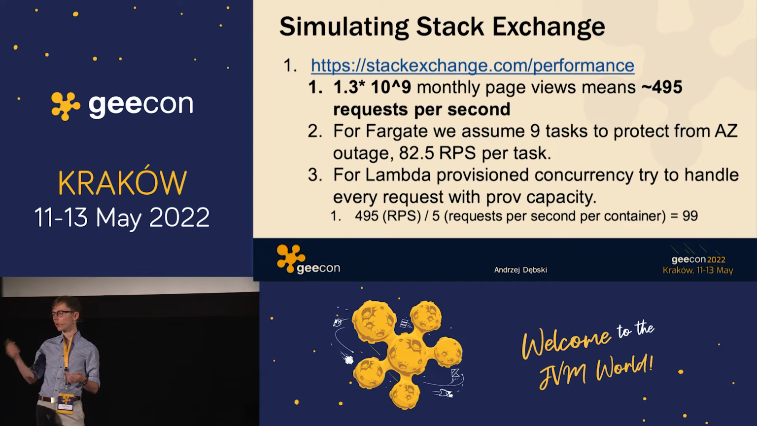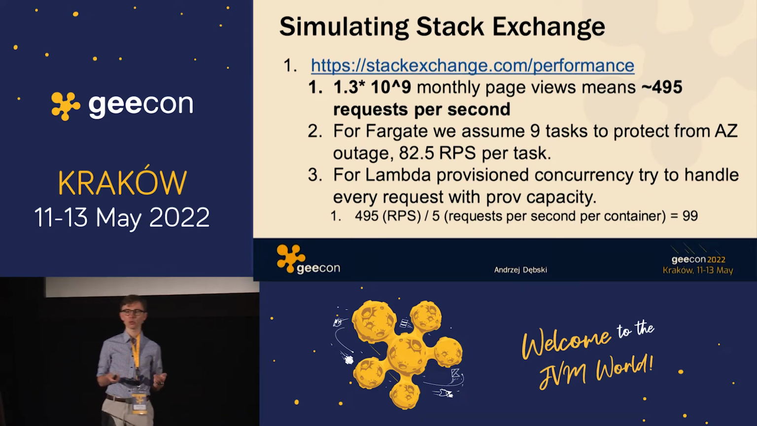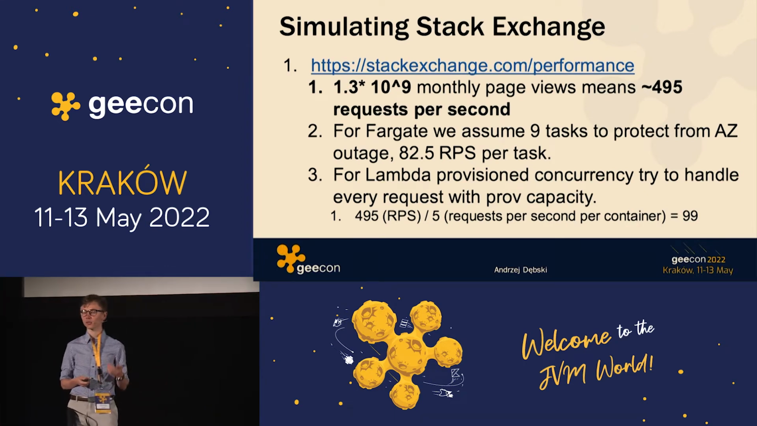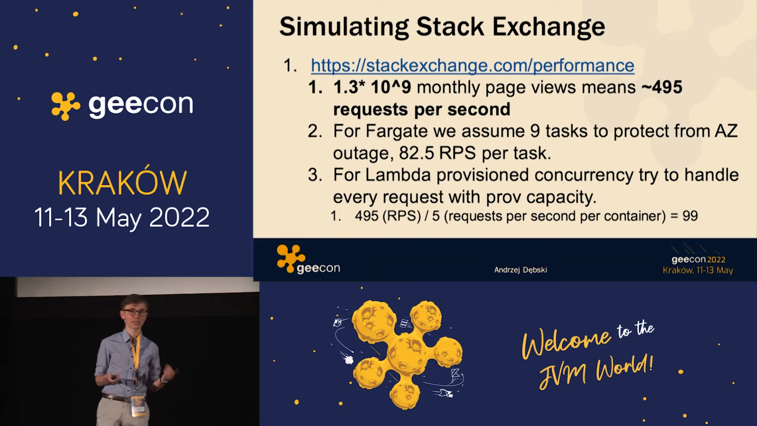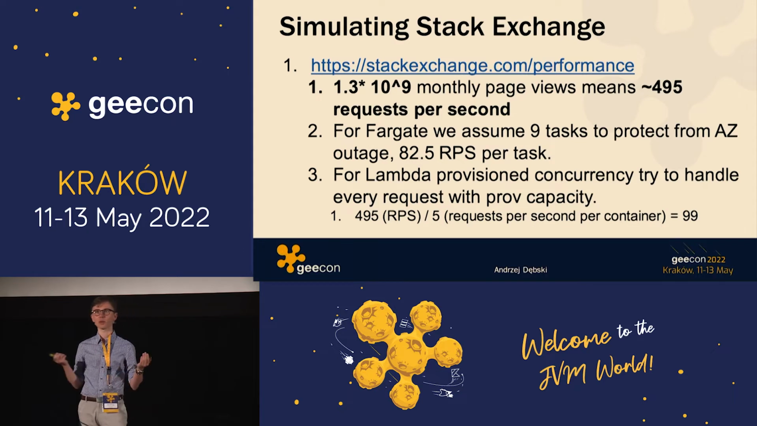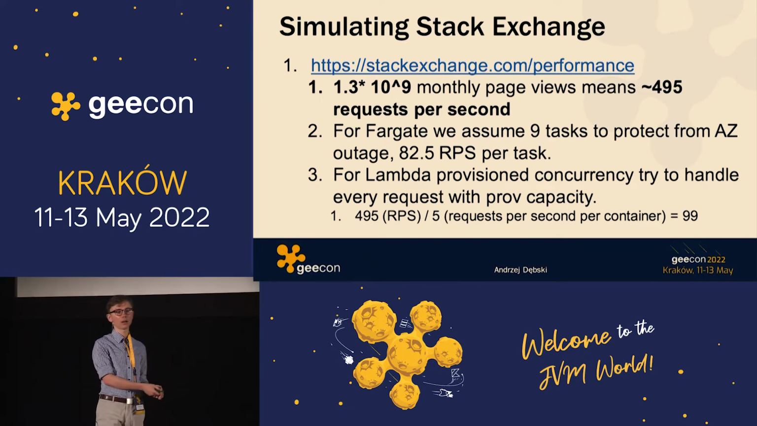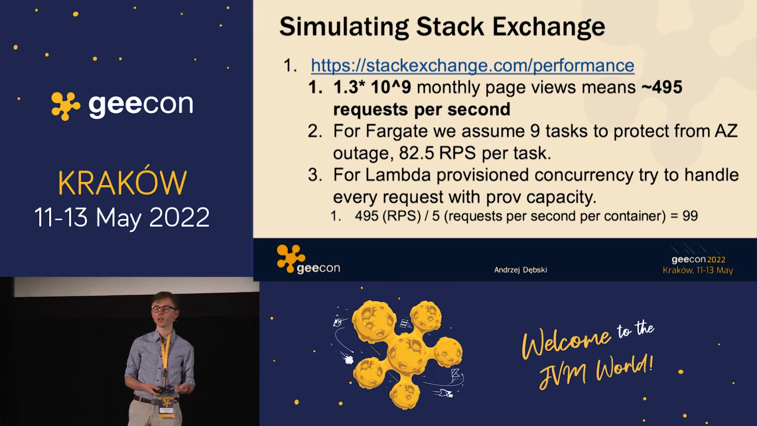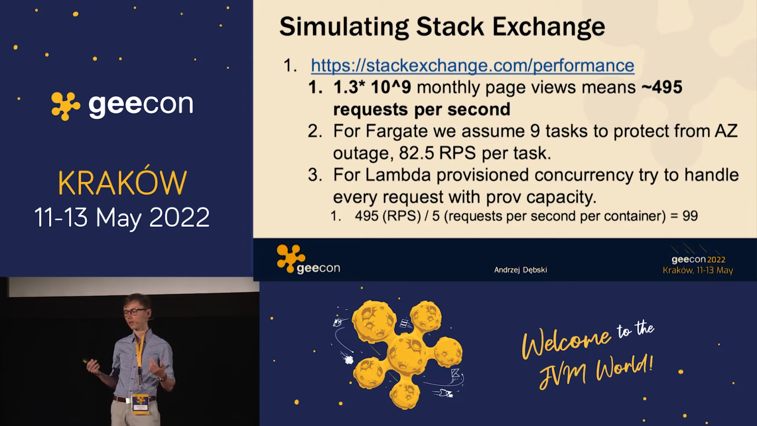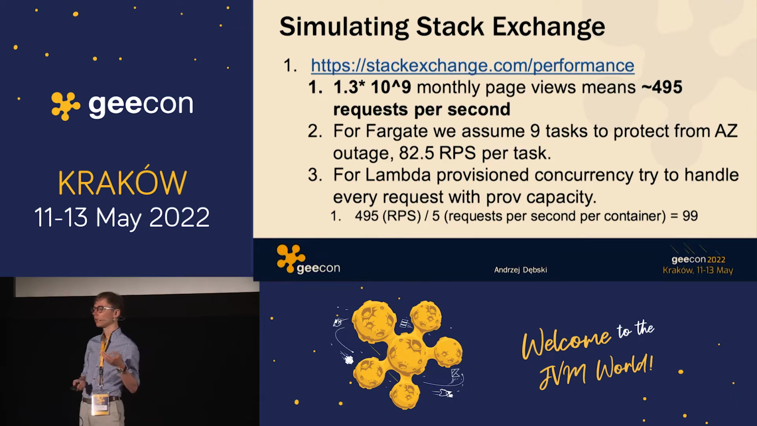So looking at that site, they handle 1.3 billion requests per month. That translates to roughly 495 requests per second. So that's already a more interesting number than one request per second. For Fargate, I'm going to assume we are going to use 9 tasks just to have some kind of AZ redundancy. And then I'm going to assume I want 6 of those tasks to handle all of the traffic. So that translates to 82.5 requests per second per task.